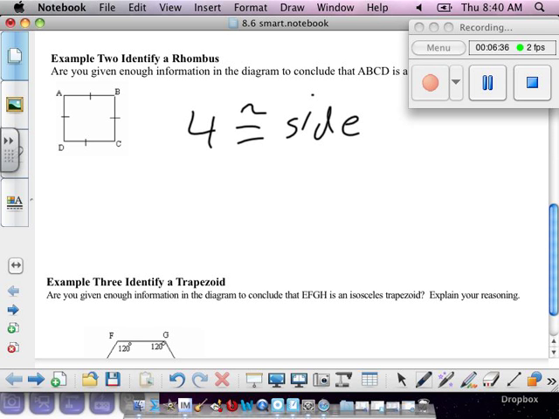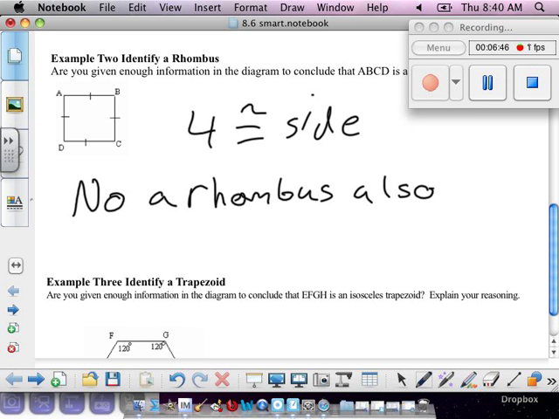No. So, are you given enough information? The answer would be no. A rhombus also has 4 congruent sides. What would I need? What is the second thing I would need in order to prove that this is not a rhombus but a square? 4 right angles. It would have to have 4 congruent sides and 4 right angles to be able to prove it.